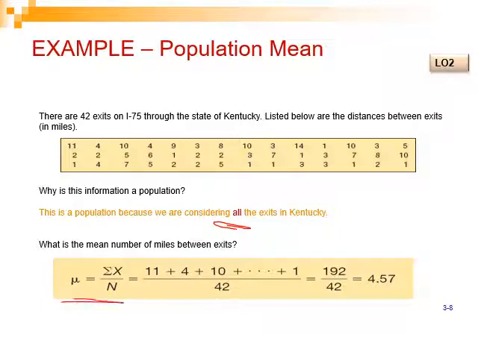It is equal to mu. We refer to it as mu because it's a population mean: the sum of all x divided by capital N, which is equal to 42. Sum all values from 11, 4 plus 10 plus 4 plus 9 up to 2 plus 2 plus 1, and add them up in the numerator, divided by 42. That is the total population number, equal to 4.57, which is the value of the population mean.